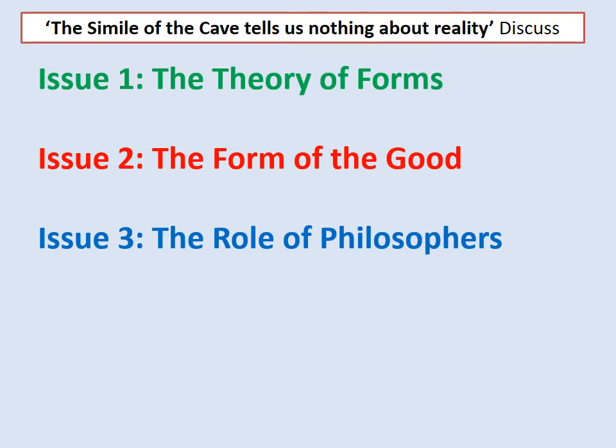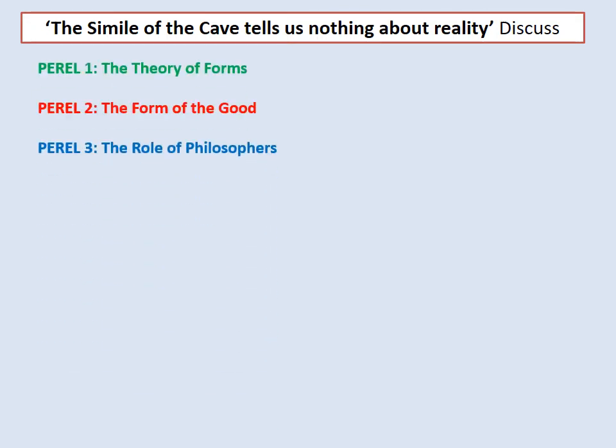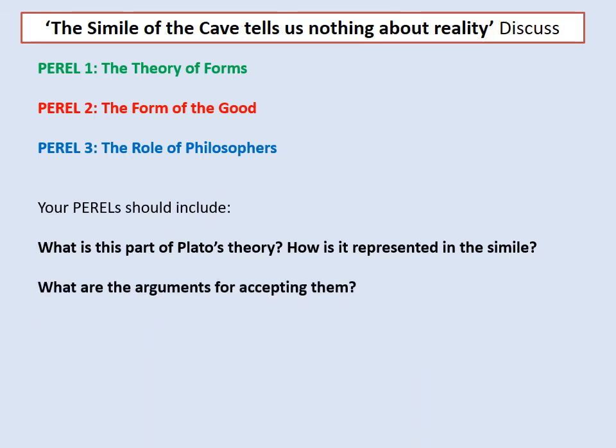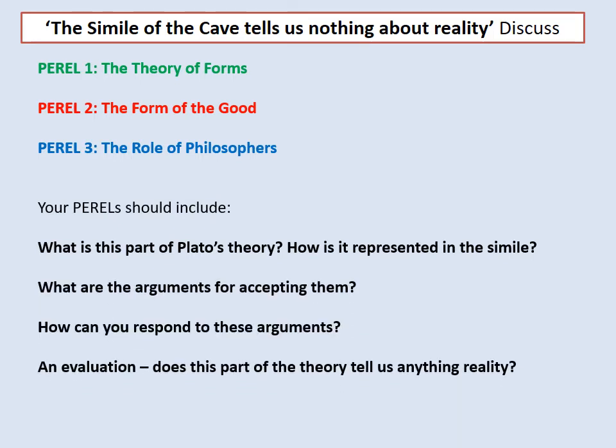Now, because of the question of the cave, I'm just going to put those up again. Because the whole question asks you about the simile of the cave and not just about the theory of forms, there's a particular set of things you've got to do. Before you get into your arguments, you've got to say something about this part of the theory and how it's represented in the similes. So, you might begin your paragraph about the theory of forms by saying, well, some people might say that the simile of the cave does give us a good representation of reality because it represents Plato's theory of forms. Then you've got to say what the forms are, and you've got to say how they're represented in the similes.